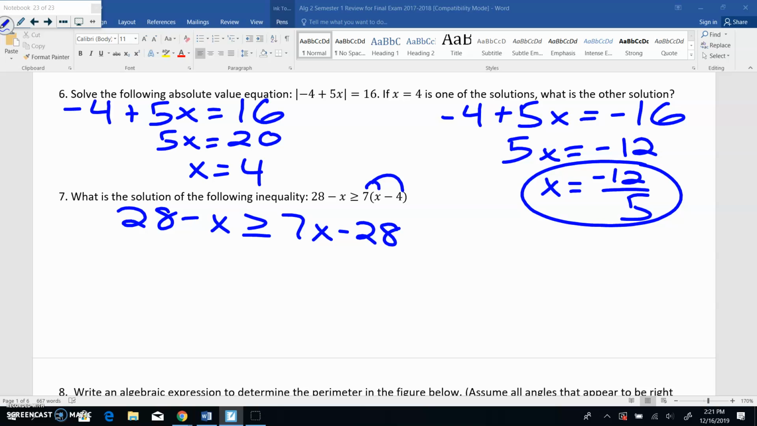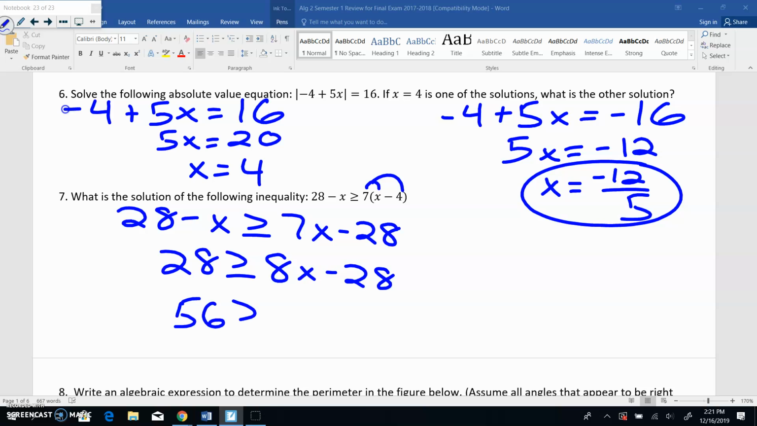For sake of argument, I'm going to keep x positive, so I'm going to move my negative x to the right. To do that, I'm going to have to add an x, so I end up with 28 is greater than or equal to 8x minus 28. To get rid of that negative 28, to bring it to the left, I'm going to go ahead and add 28 to both sides. I am left with 56 is greater than or equal to 8x. I go ahead and finally divide by 8, so I end up with 7 is greater than or equal to x.